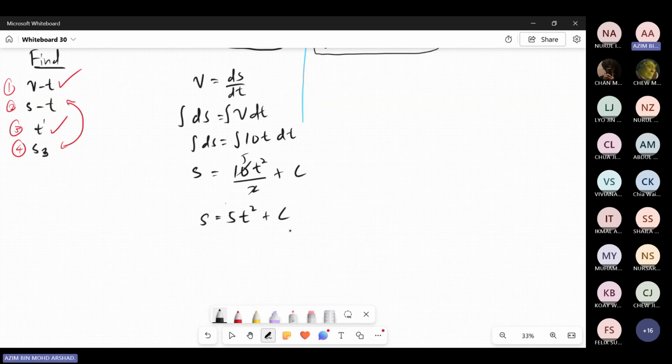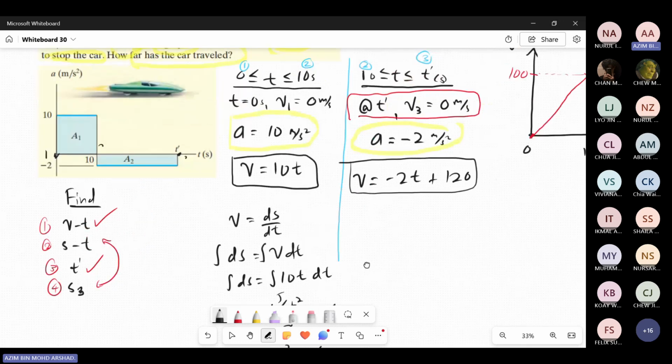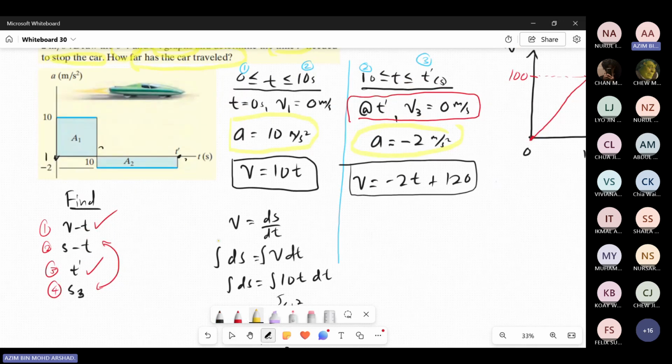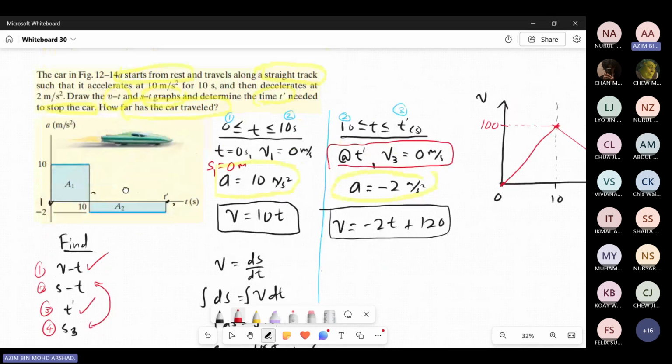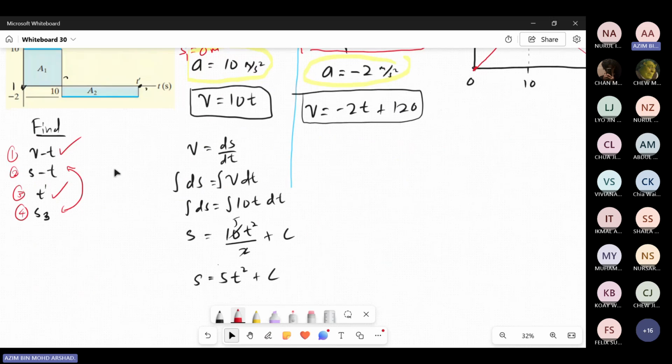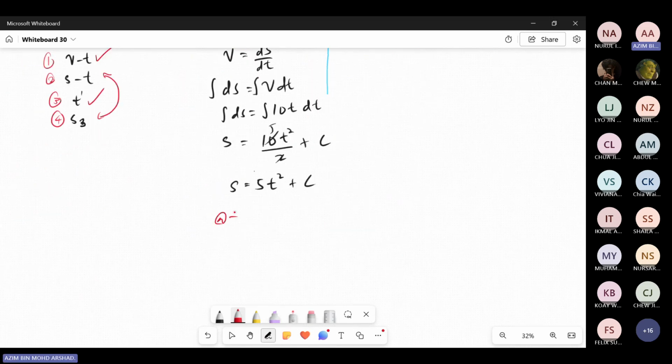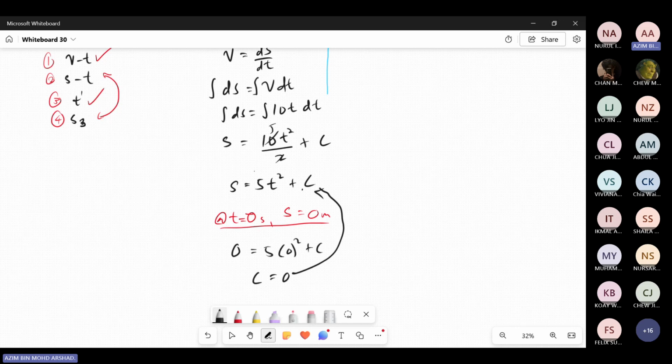And we need to find the c value. And again, to find c, you have to evaluate the initial condition. Okay, so there's one more thing that I did not mention just now. When at t equals 0, v1, the velocity at point 1, is 0. The position is also 0. So s1 equals 0 meter. S1 is also 0 because it did not mention that it starts at some other position, so we can just assume that s1 is 0. So this is the information that you use: at t equals 0, s equals 0 meter. So 0 equals 5 times 0 squared plus c. So c equals 0. When we substitute this here, you will get this equals 0. So we'll get this equation.